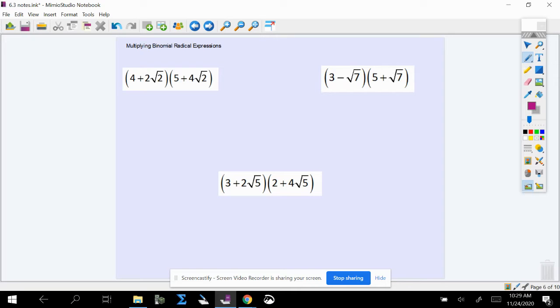So when we do these, when we multiply, we are going to be doing a ton of foiling because that's what you have. You have two terms times two terms. So I'm going to take you through all the steps in foiling, what each letter FOIL stands for, and then how we simplify. So first, 4 times 5 is 20. Obviously, that one's quick because neither of them have square roots.